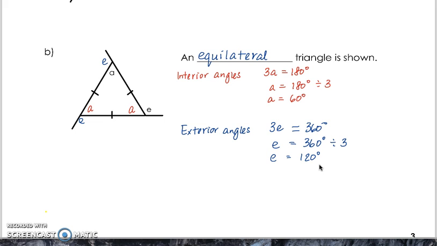Can you think of a different way to find angle E? Well, take a look at angle A and angle E. We have already calculated angle A to be 60 degrees, and these two angles form 180 degrees. A different way to find angle E, therefore, is to subtract 60 degrees from 180 degrees, which will also give you 120 degrees.